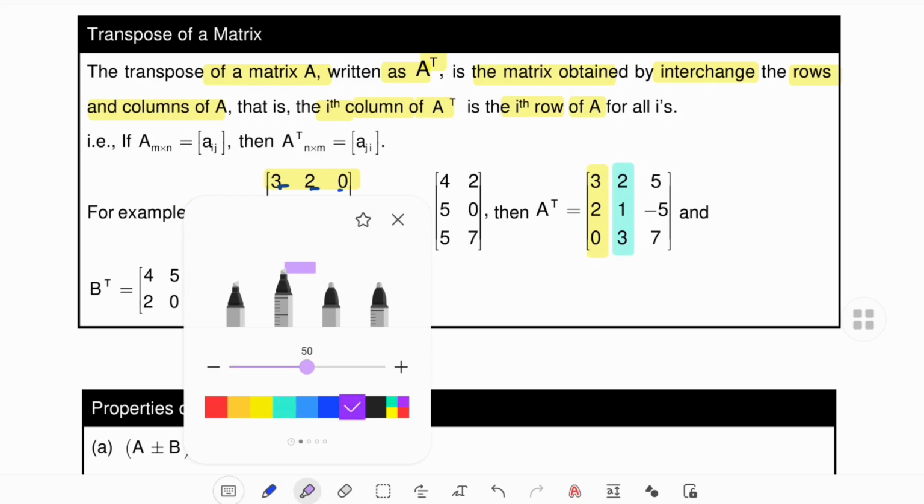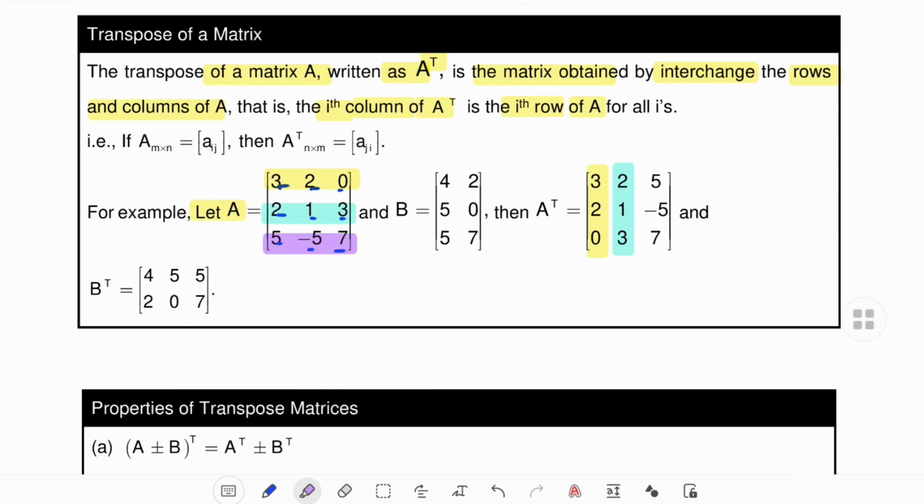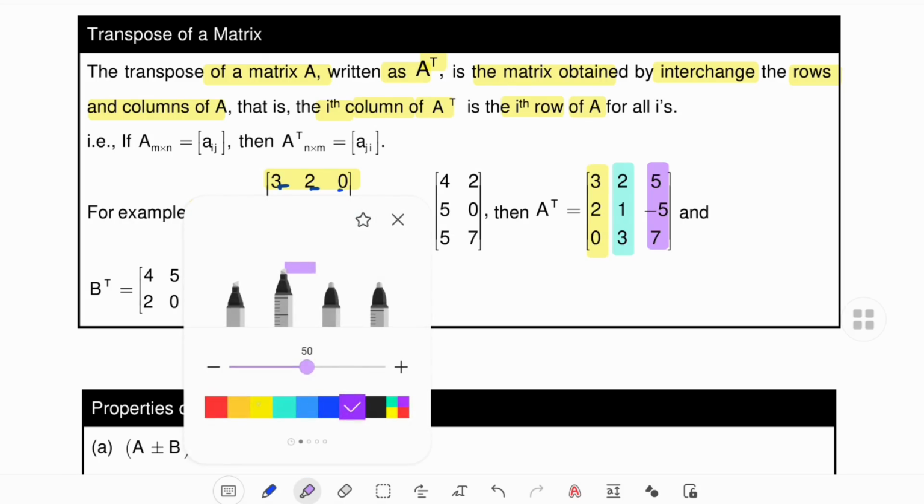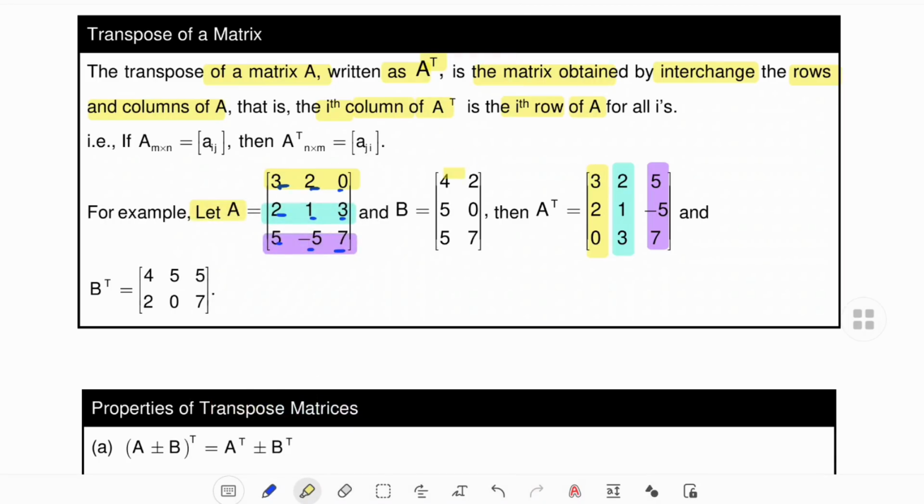And we can see here the last row, which is 5, -5, 7, it will form the last column for the transpose matrix. So for the matrix B, we can apply the same thing. If you want to interchange, you can interchange row becomes column or column becomes row. It's the same thing. So let's say for the matrix B, if you want to change, which originally is a column, you want to find out the transpose.